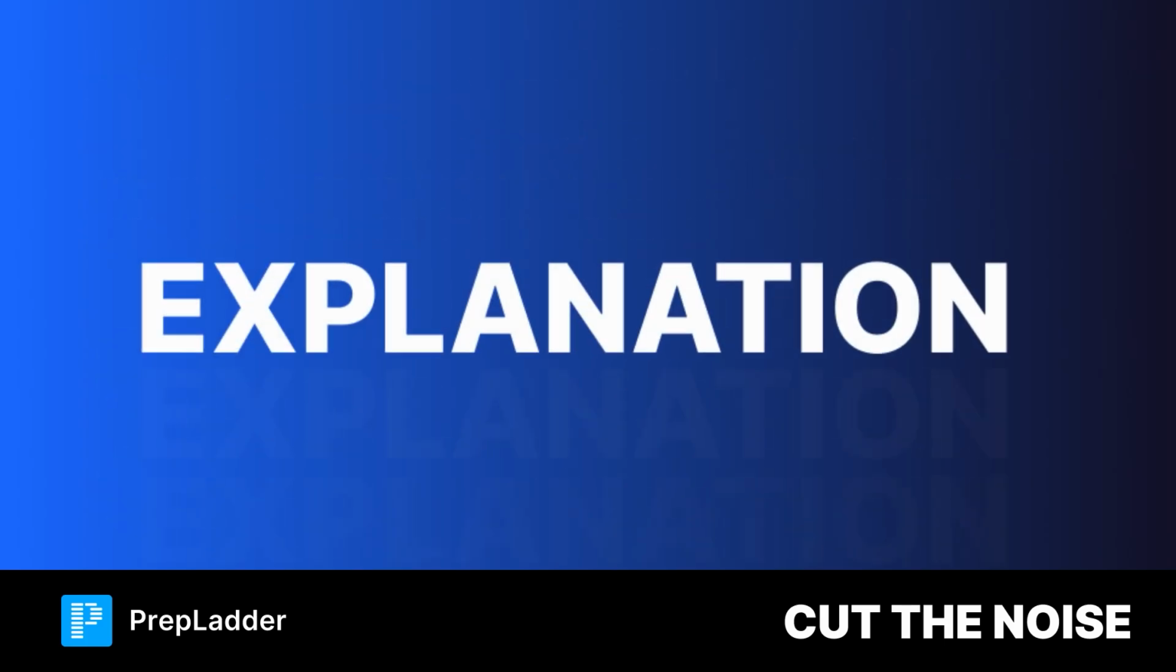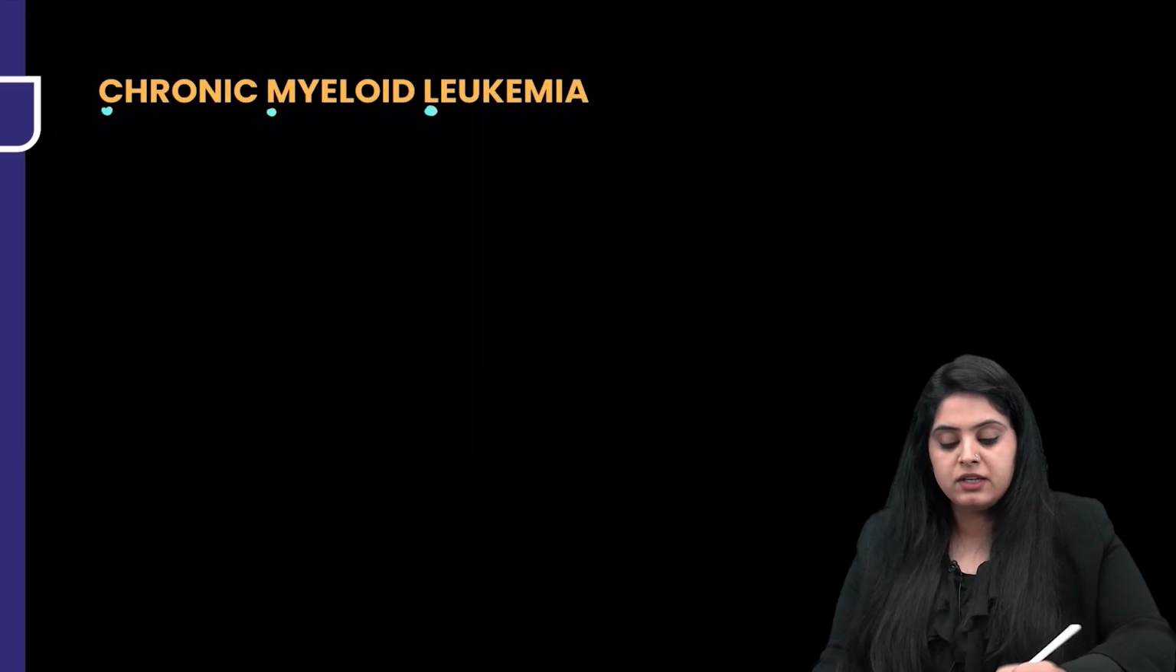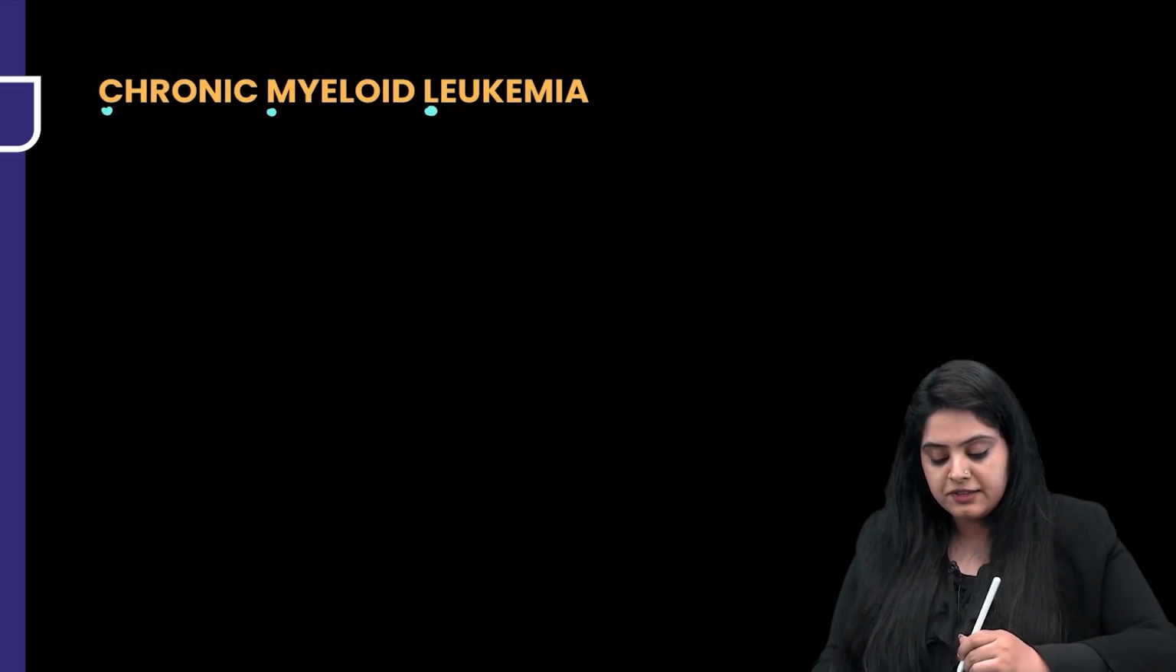Here is the explanation. When I talk about CML, chronic myeloid leukemia, there's a very famous genetics that everyone knows, and that is translocation 9;22, right? The Philadelphia. So let us draw it out.